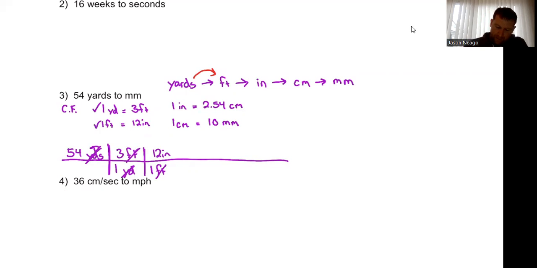Okay, I'm going to apply my next conversion factor: 1 inch equals 2.54 centimeters. Since I have inches above the cancellation line, I want inches below the cancellation line, and the 2.54 centimeters goes on top.